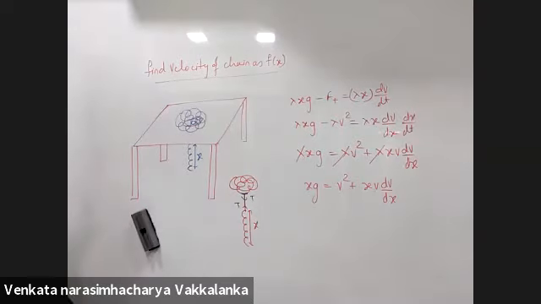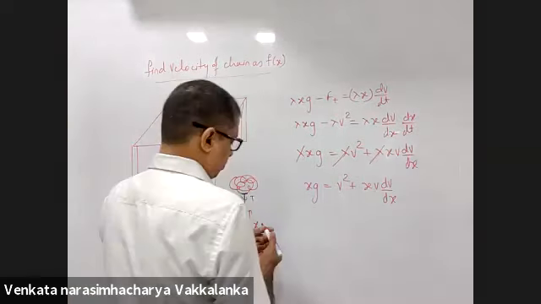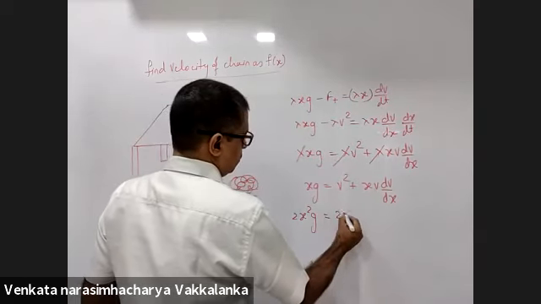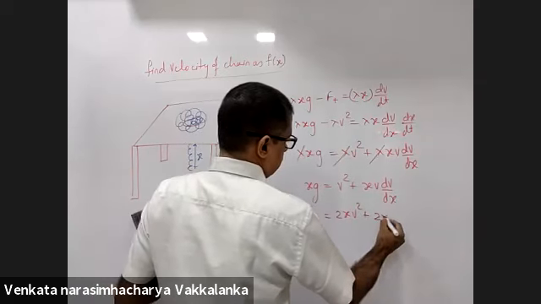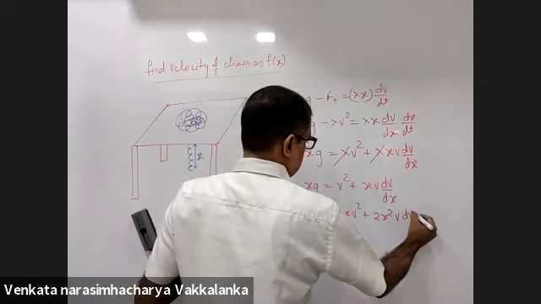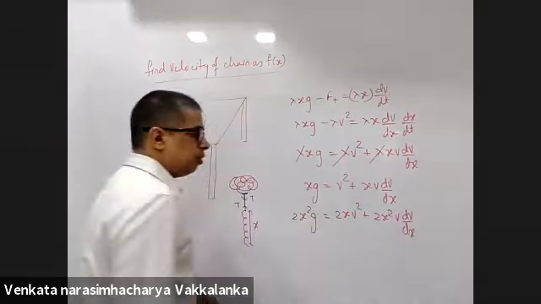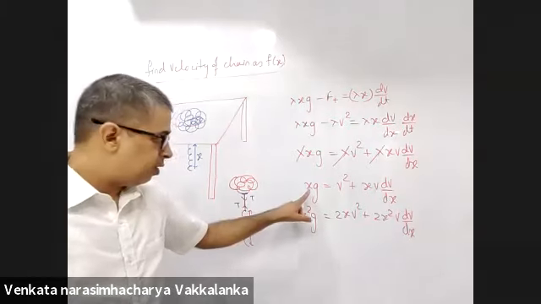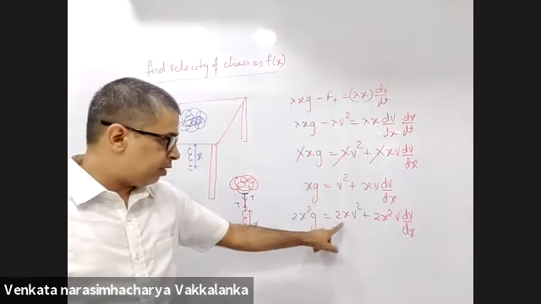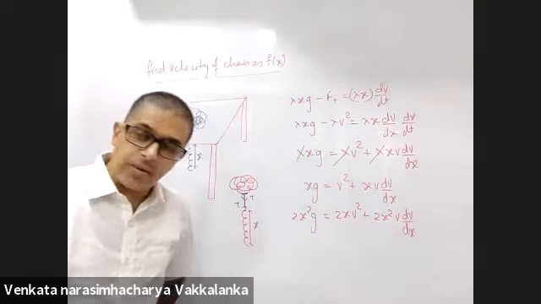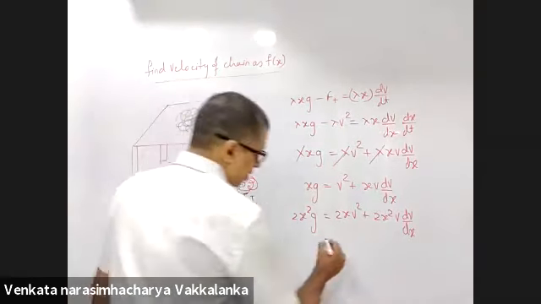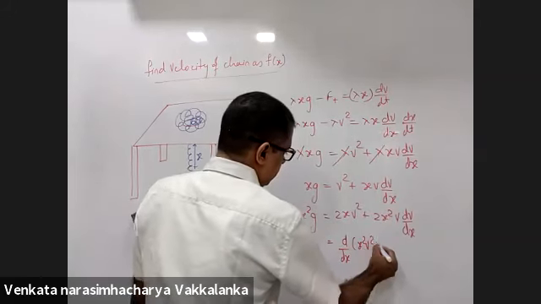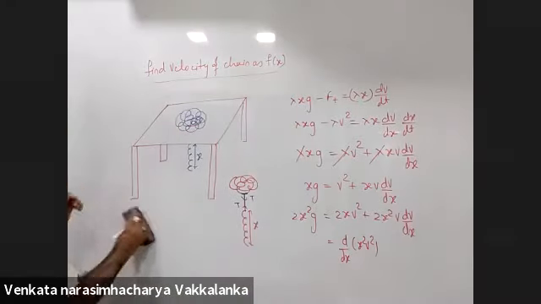Now listen to this. Multiply all throughout by 2x. What did you do? You multiply all throughout by 2x. 2x square g, 2x v square, 2x square v dv by dx. This can be written as d by dx of x square v square. Open up and verify.